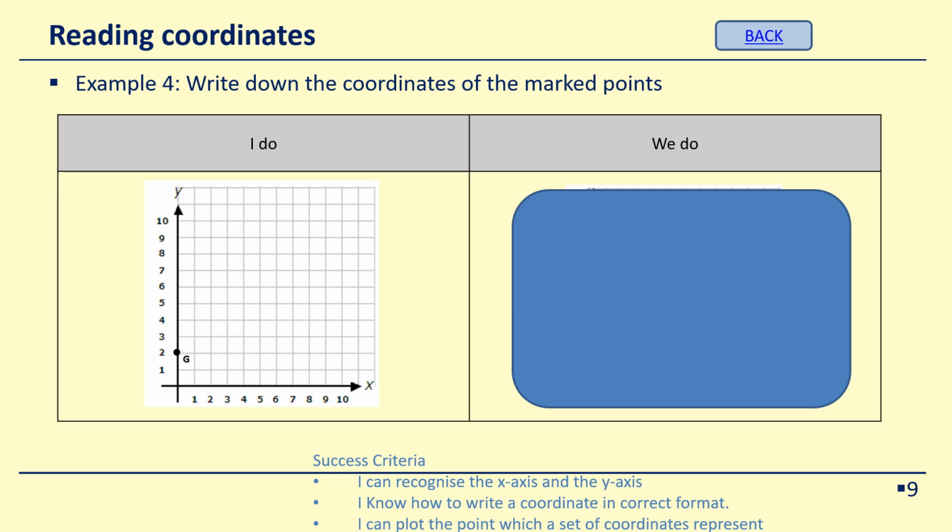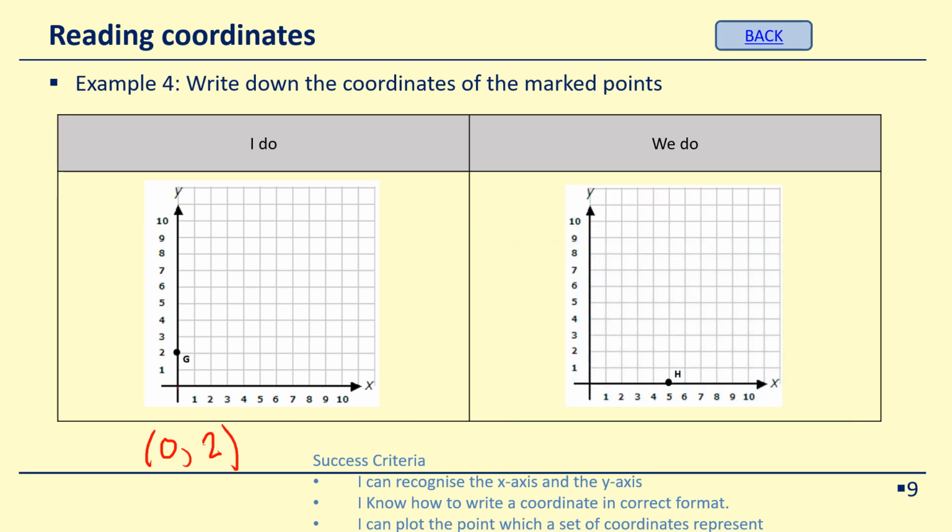So similar to that last we do. So I'm looking at this, I'm saying, right, X is across. So I'm starting here. I don't have to go across. So X is 0 because I'm staying where I am. I'm staying here. But I'm going up to 0, 2. Okay, you do the we do and pause the video until you've done it.